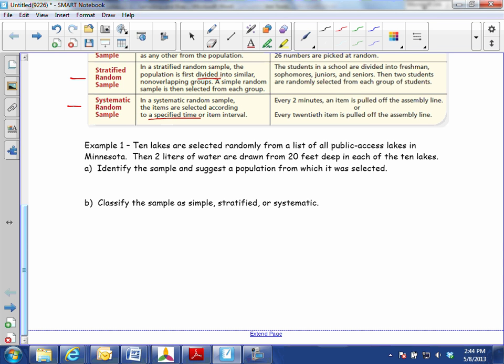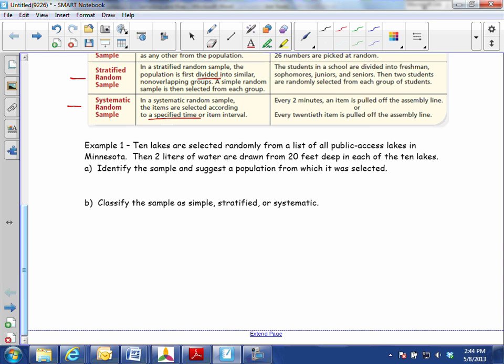Well, okay, we're not quite there yet, but do you think it's a stratified random sample? I do. Why? Because they put the 10 different lakes into different groups, and then they took a random 2 liters of water from 20 feet deep in each of them. So they took just a random one from each group. Do we have different groups though?